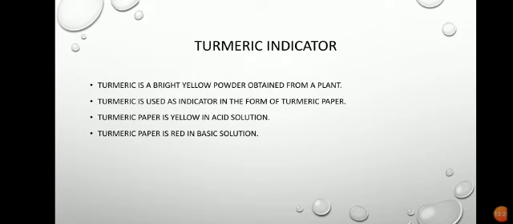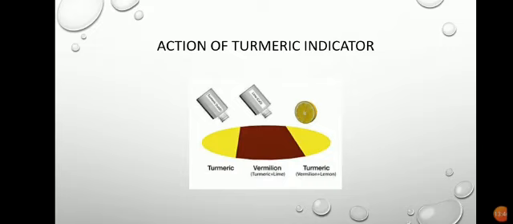So this yellow paper thus obtained is a turmeric paper. Now these strips of turmeric paper you can use as an indicator. Sometimes if China rose indicator is not available at home, you can make this turmeric indicator and use it. Here you see what is its action.